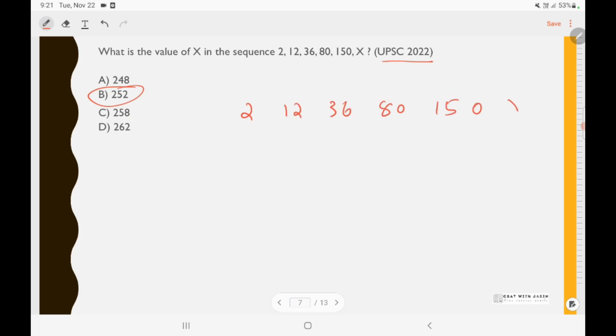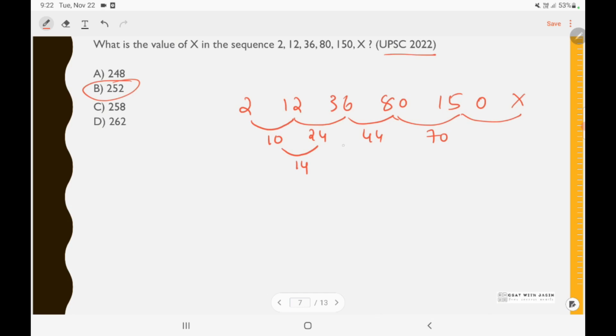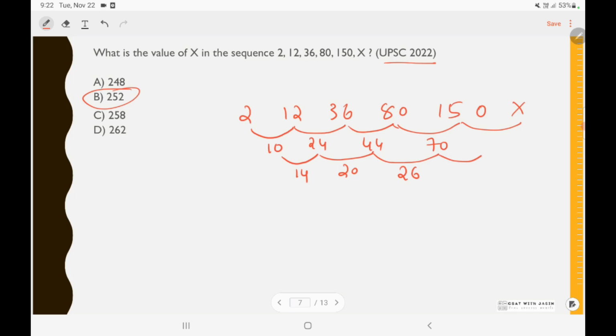Okay, then what you need to do is take the difference between the numbers. So here the difference is 10, here the difference is 24, here the difference is 44, right? Here the difference is 70, and here we need to find it out. So these are the differences. Now you try to get a relationship between these differences. If you are not able to find a relationship between these differences, then you need to take the differences again, or repeat the steps again. So just write the differences between these numbers. This is 14, right? This is 20. This is 26. Here we need to find it out.